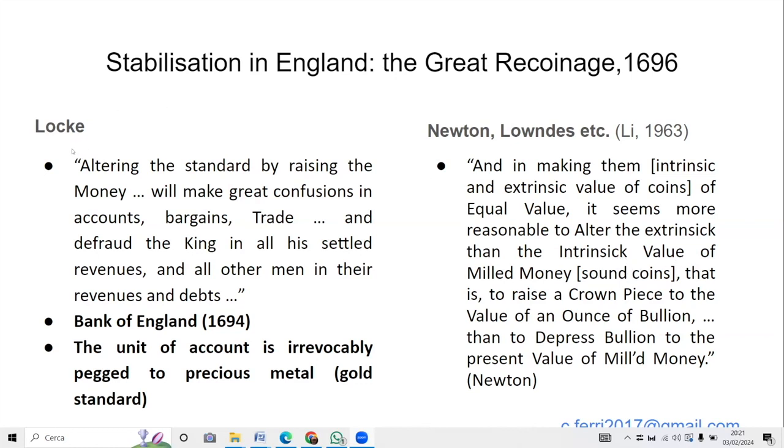Okay. On the other hand, Locke claimed that altering the standard by raising the money will make great confusions in accounts, bargains, trade, and defraud the king in all his settled revenues and all other men in their revenues and debts. So it was a doctrine in defense of creditors. And in fact, 2 years before the Great Recoinage, which reaffirmed the principle of Locke, the Bank of England was founded, and it was actually a partnership of creditors of the king, and we will see that in a moment.